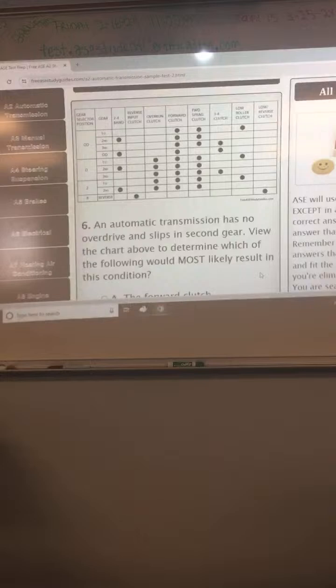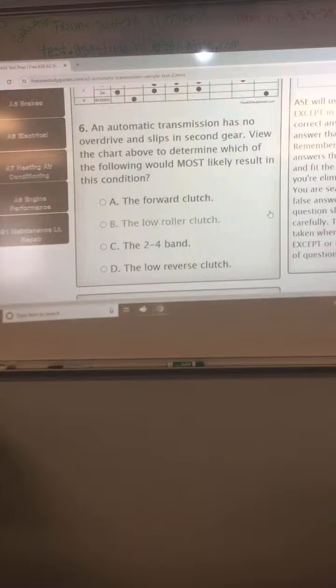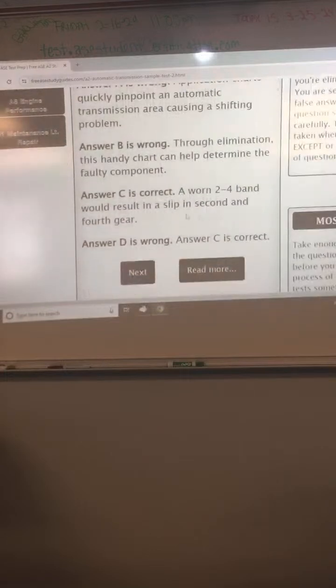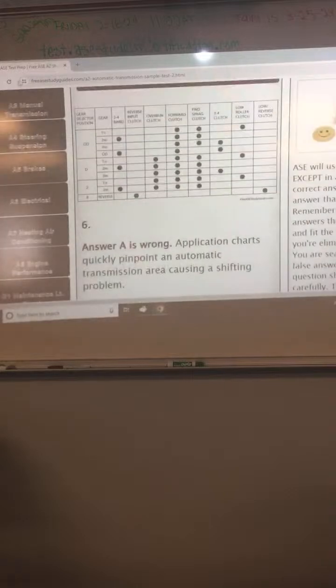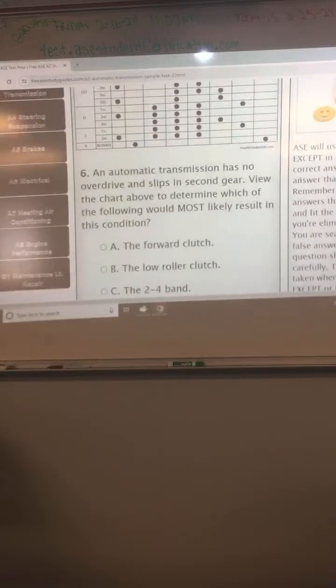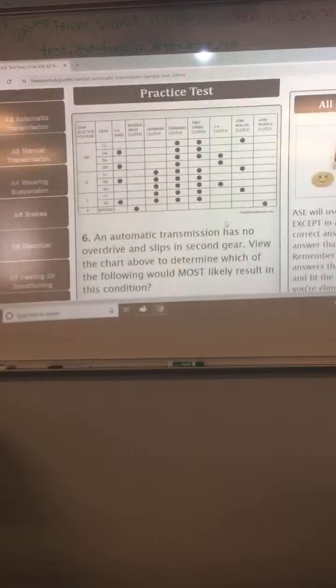Is it low reverse clutch? Which one? The low reverse clutch, D? Low reverse clutch. See, the 2-4 band would cause a slip in second and fourth gear. Let's revisit this question real quick. No overdrive, slips in second gear. Where's our 2-4 band? Right there.